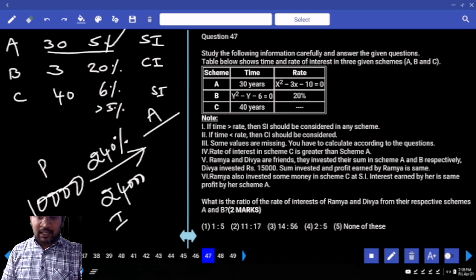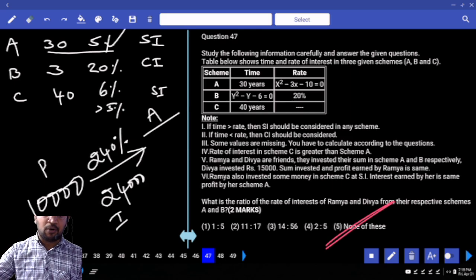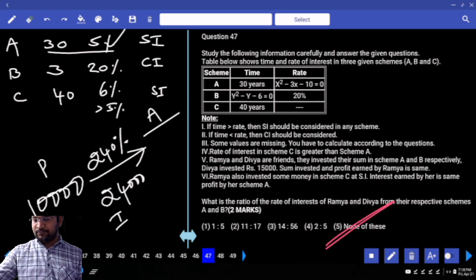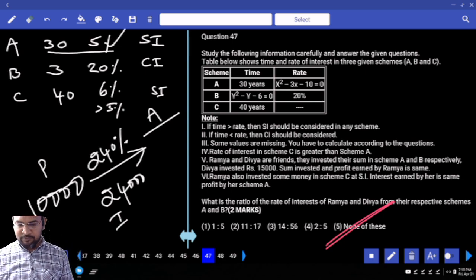What is the ratio of the rate of interest of Ramya and Divya from the respective schemes A and B? That is a very simple question. For A, the rate of interest is 5%. For B, 20%. The ratio is 1:4. Next question.